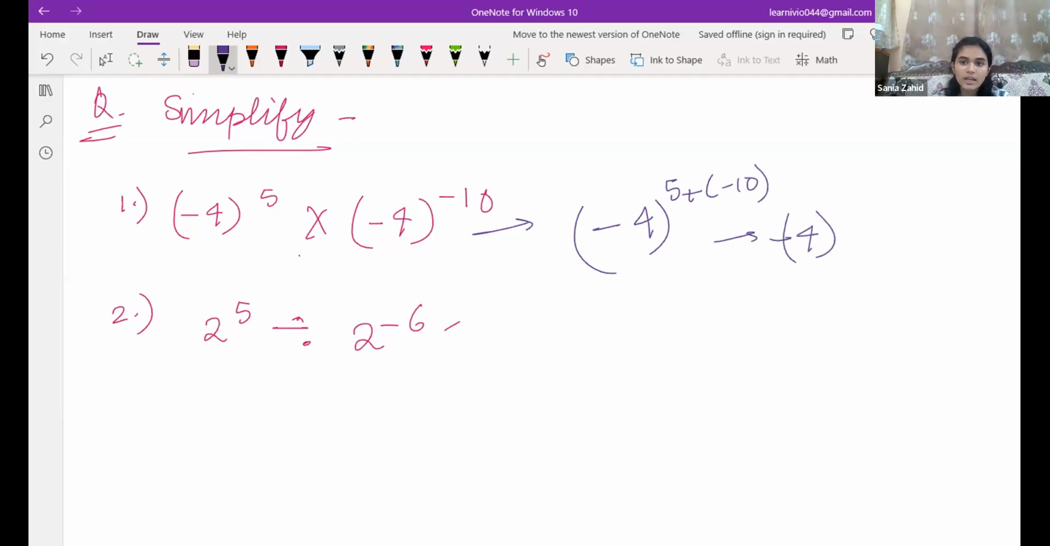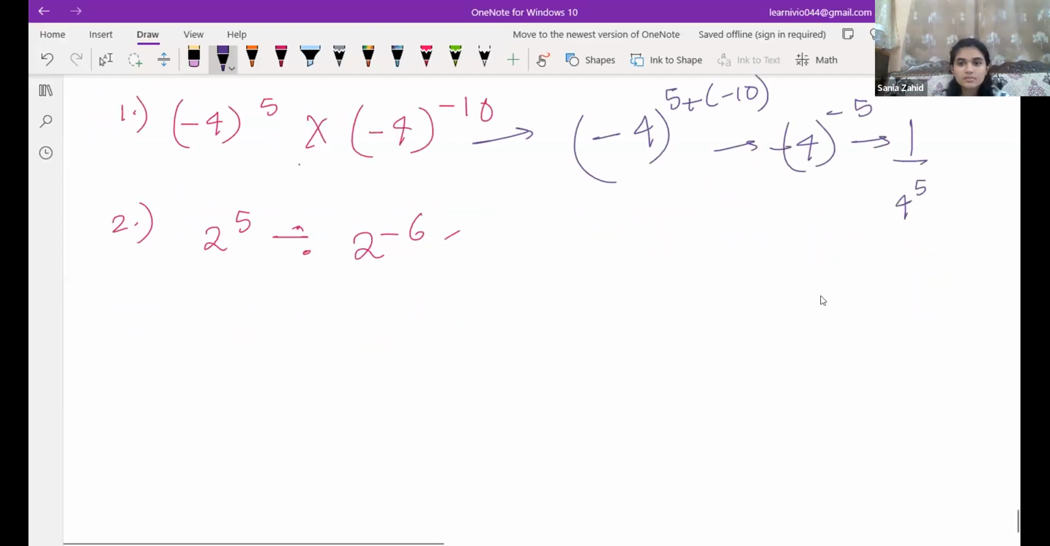Very good. And now how will you solve it? You have to simplify also. So we have to make the power plus. So it's 1 by minus 4 to the power 5. No, no, 1 by 4 to the power 5. Yeah, 4 to the power 5. Okay.